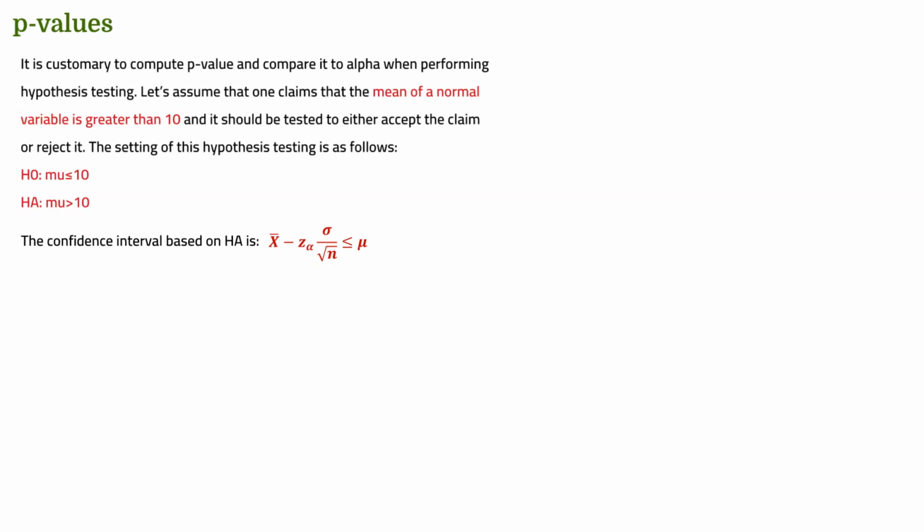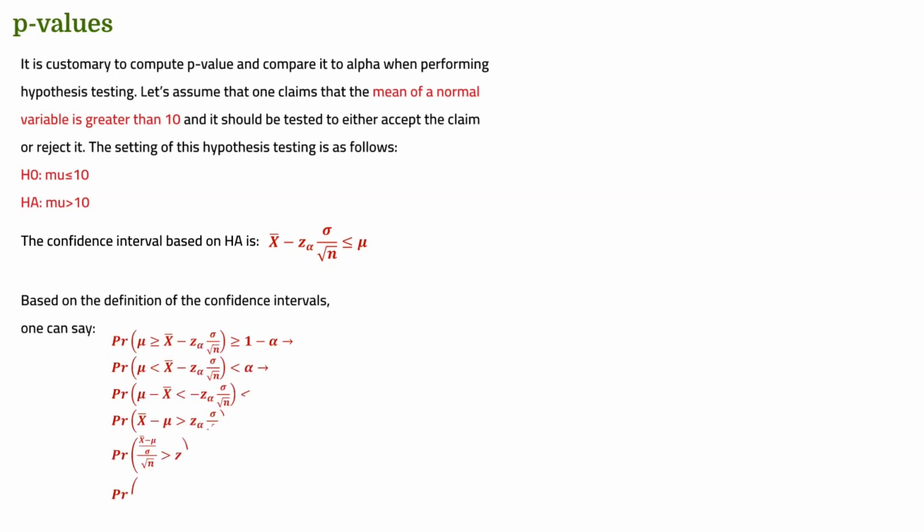The confidence interval based on HA is x bar minus z alpha sigma over square root of n less than or equal to mu. Based on the definition of confidence interval, one can say the probability of mu belonging to this confidence interval is greater than or equal to 1 minus alpha. If you find its opposite, its complement, then the probability of mu less than x bar minus z alpha sigma over square root of n is less than alpha.